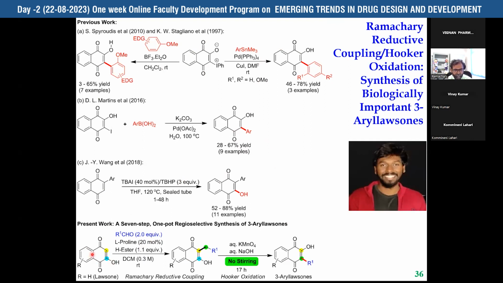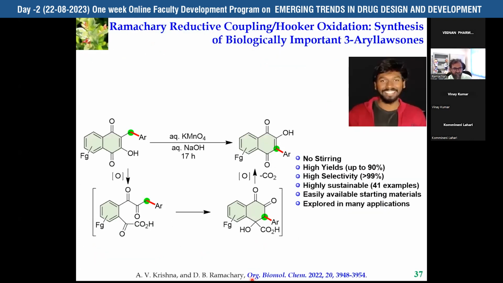So here we took our TCRA reaction. Then you add KMnO4 and sodium hydroxide. This is called Hooker oxidation. Hooker developed this reaction in the 1950s, but it was not much understood or developed. So here we use this reaction. We can get this from our reductive coupling reaction. Then you add KMnO4 and sodium hydroxide.